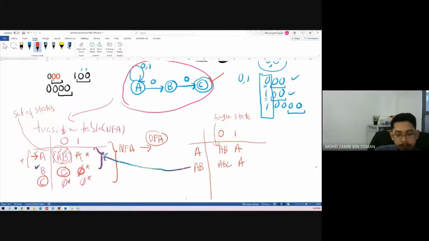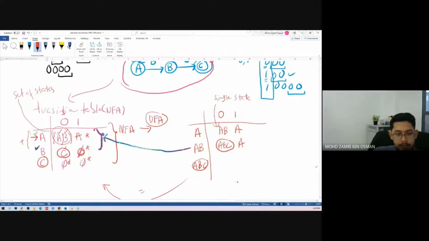So we circle again the C here that refers to the dead state or the final state. In the DFA here, we represent it as ABC, it's not C anymore. So that's why we circle this one again as a final state. Then we have another single state that we did not look at yet. This one is ABC, circle it to become the final state. Whatever we have here, for example a C, we have a union of ABC, and we already represent this as ABC. So we have A, B, C, and also a phi here.